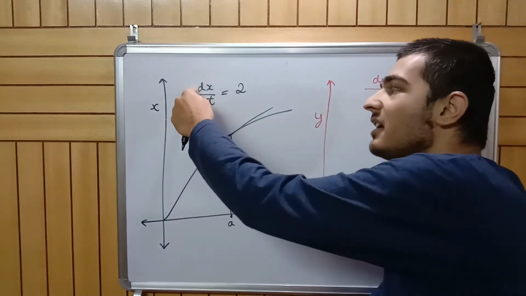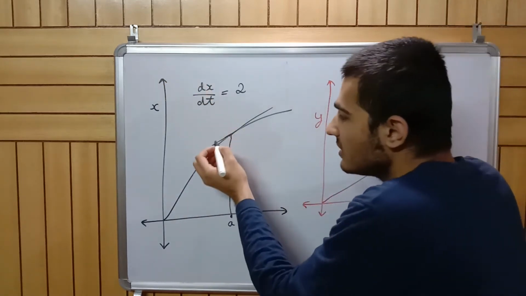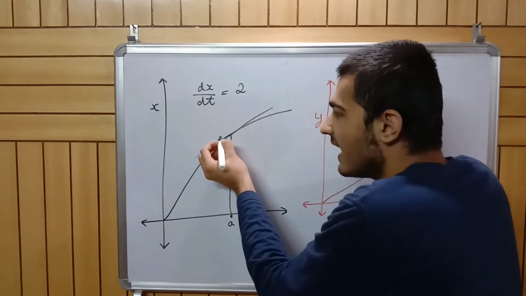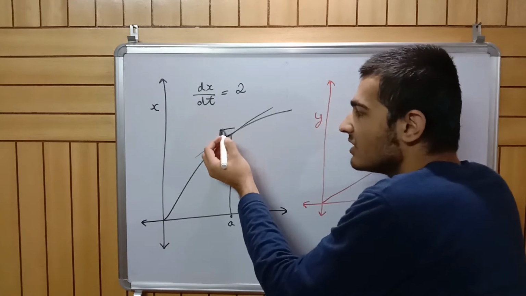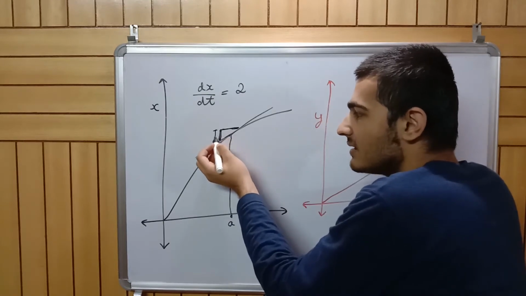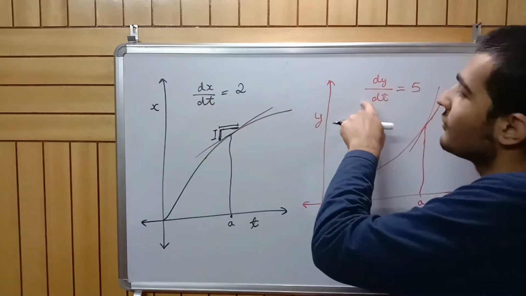Here I can treat this as a fraction, right? Obviously this is a fraction. So how is this a fraction? This is actually dx, a small change in x upon a small change in t. So after all, this is a fraction. This upon this. So dy upon dt is a fraction, and similarly dx upon dt is also a fraction.